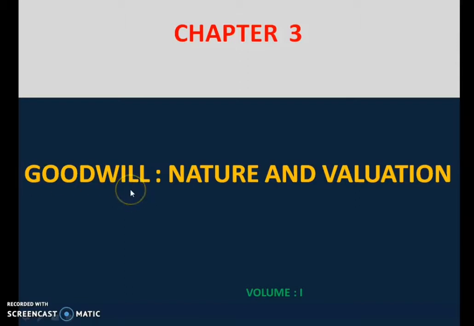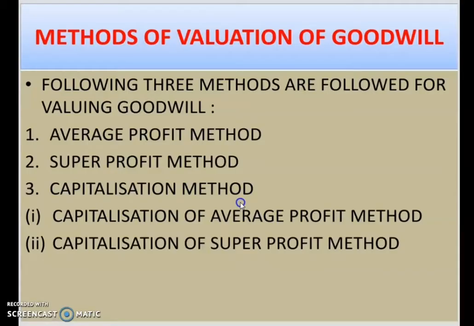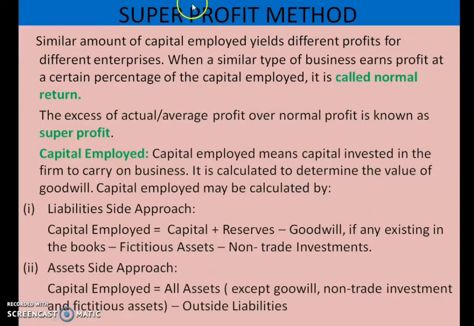See children, in our previous class we were discussing chapter 3, Goodwill, Nature and its Valuation. In that class we discussed the average profit method. We did problems with the simple average profit method and the weighted average profit method. Today's topic for discussion is how to calculate goodwill with the super profit method. So here is the super profit method.